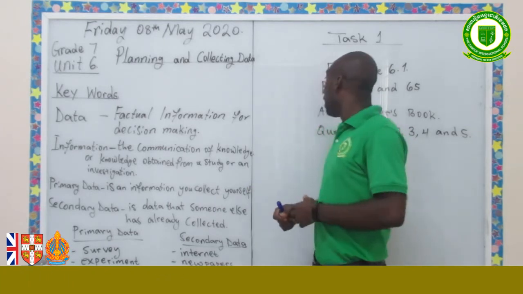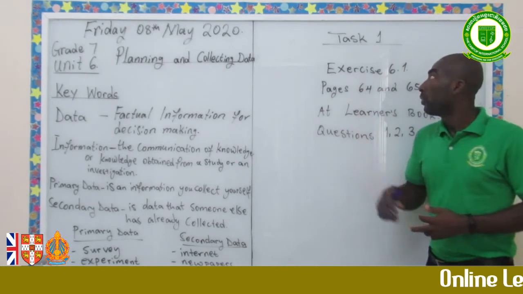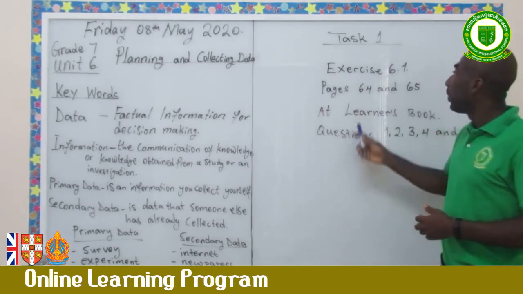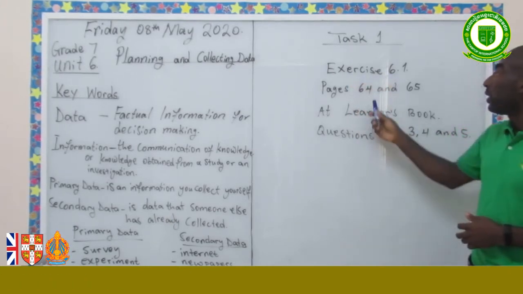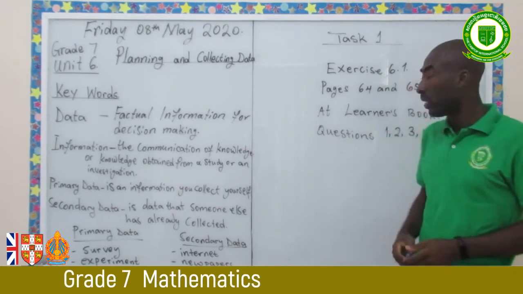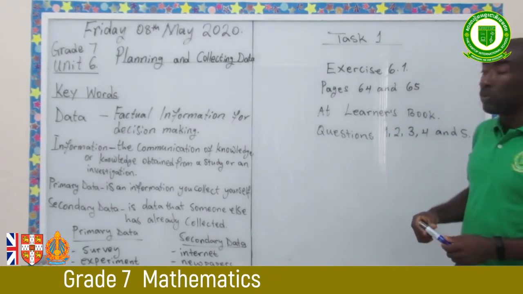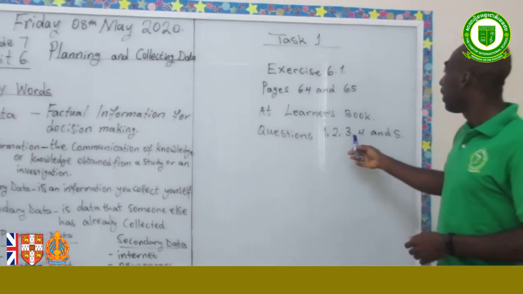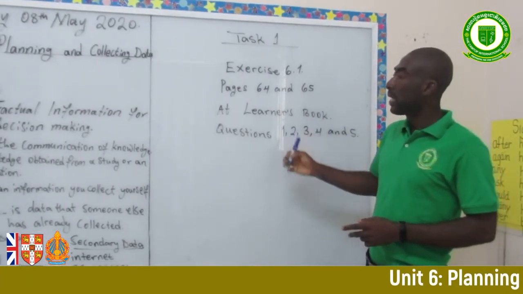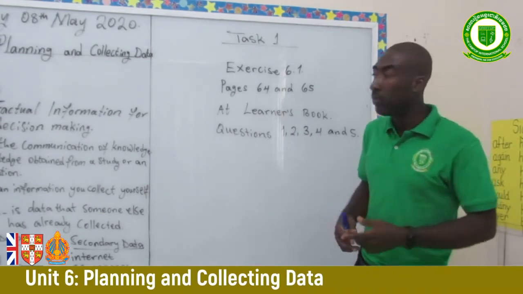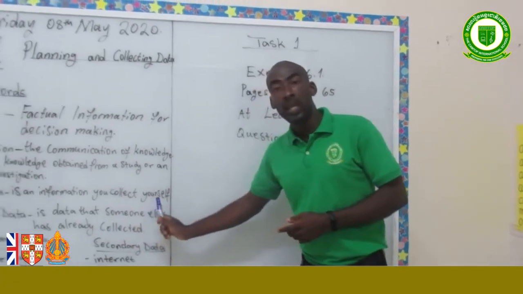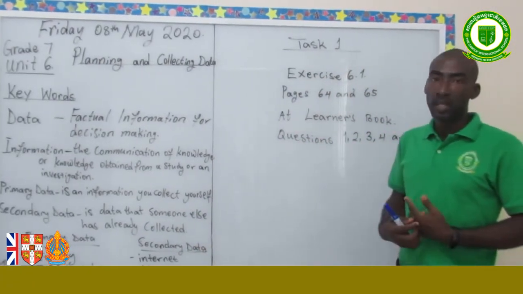Okay? In this section, we will move to our first activity, which is our first task for the day. We have exercise 6.1 at pages 64 and 65 of the learner's book section of your textbook. There are questions 1, 2, 3, 4, and 5. These questions are basically going to test how you understand primary data and secondary data.